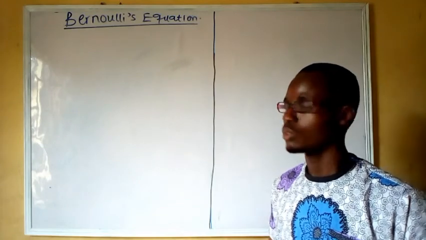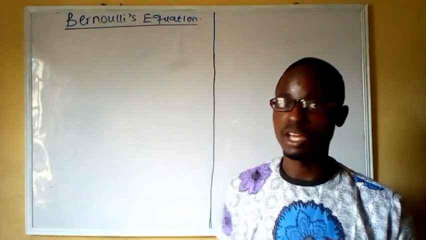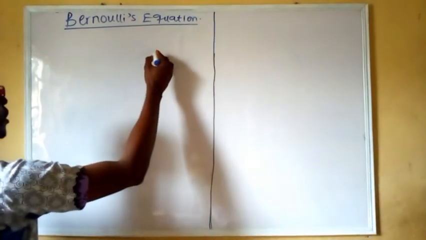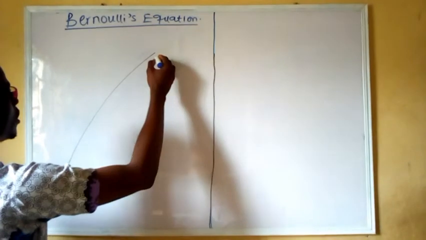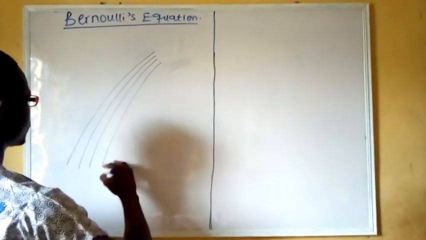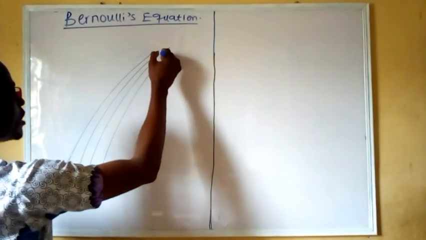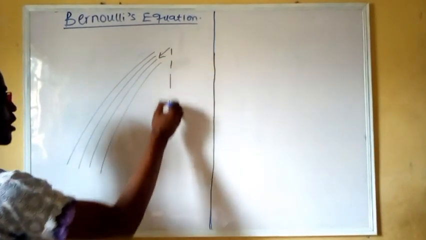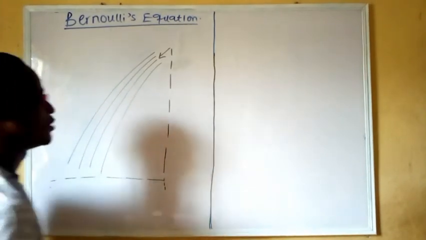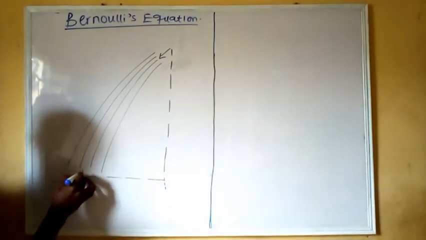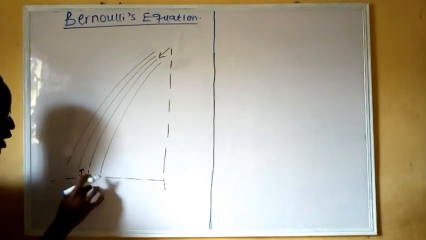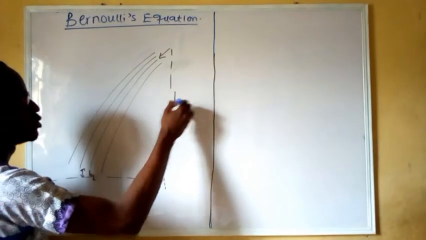So let's take into consideration a pipe supplying water. Let's assume this pipe supplies water from a particular height, this, to the horizontal of this. This is regarded as before it reaches the ground, so we call that height 1, while this is height 2.